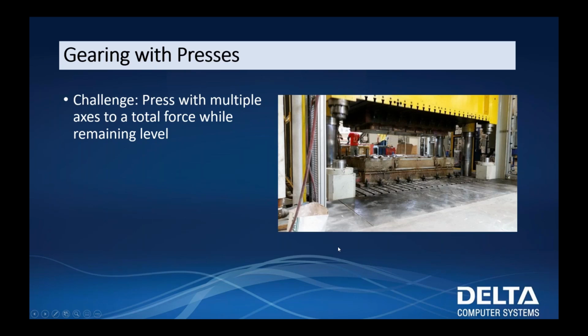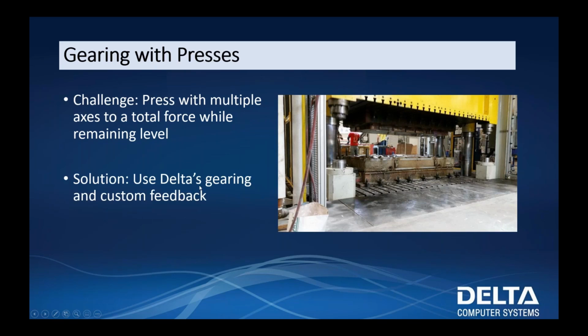Okay, so what's our challenge, right? What are we trying to achieve in this specific example? We want to press with multiple axes to a total force while remaining level. This might sound easy at first, but when you think about how this is actually achieved, it gets fairly complicated fairly quickly. So we want to maintain our platen level, right? We want to make sure that this top part here is level as we're coming down, and we want to go into a total force.